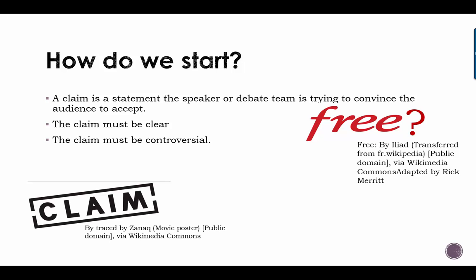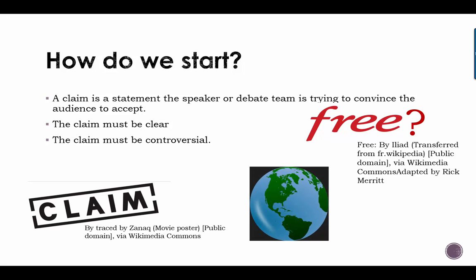The claim must be controversial. Being controversial means it can be argued. The earth is round is not a claim. But of course, if we were living in the 5th or 6th century BC, this argument would have been controversial. The arguments made against a round earth now seem quite humorous.